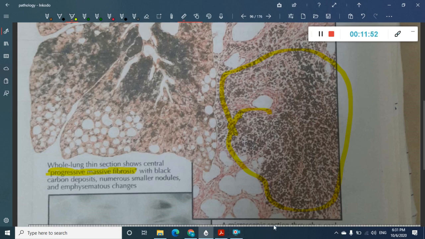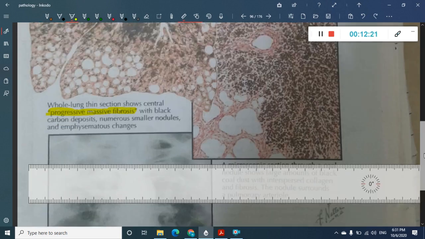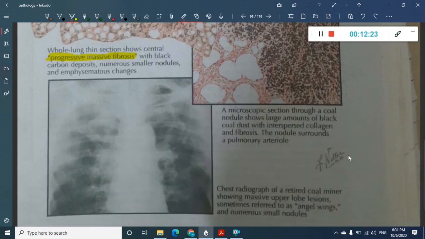Here you see this black pigmentation, which is the coal pigment. This black pigmentation is present in the wall of the bronchiole also, and also in the interstitium. The bronchiole and even the pulmonary vessel are all thickened, and you will also see the alveoli surrounding the scar, which are dilated. So this is what you see in coal workers pneumoconiosis. Here you can see the coal nodule.